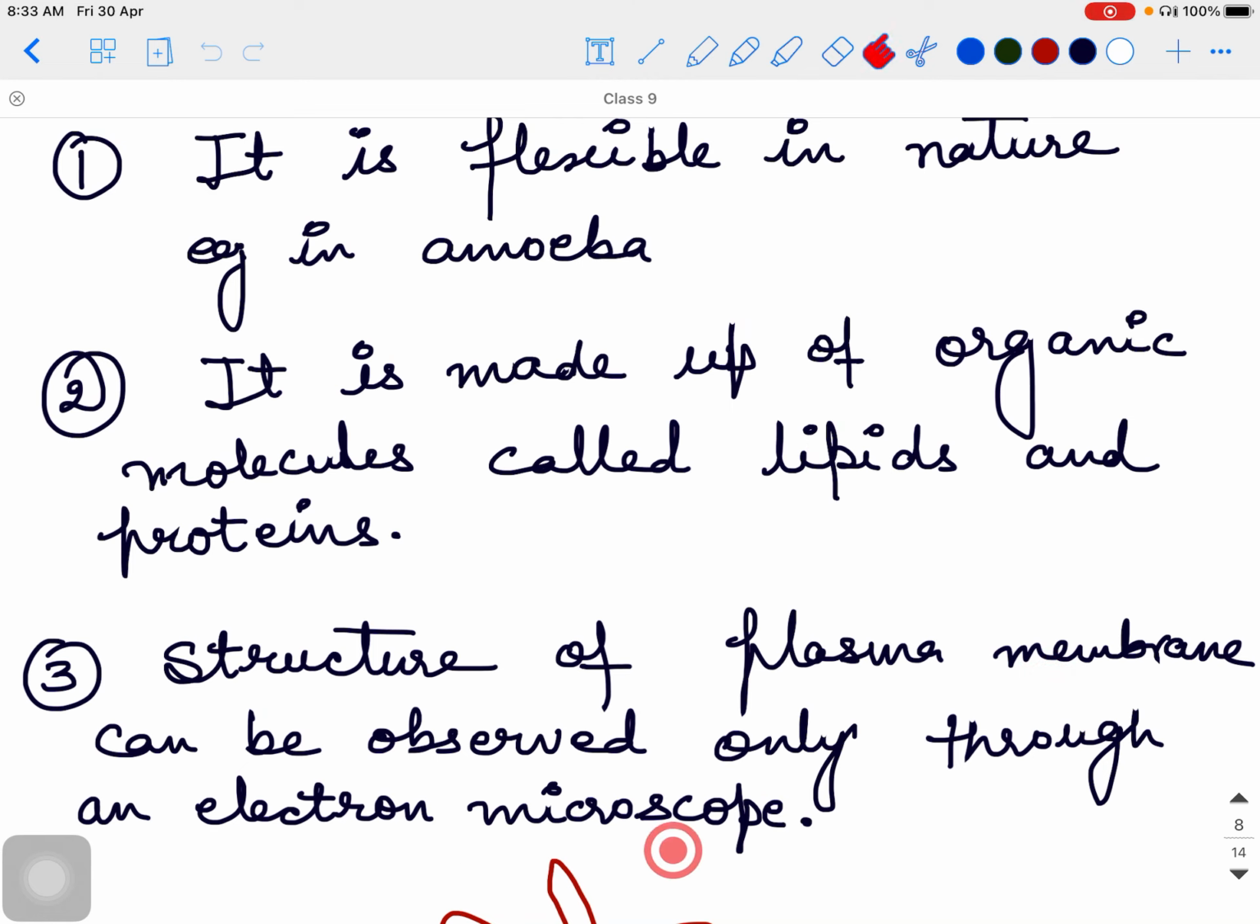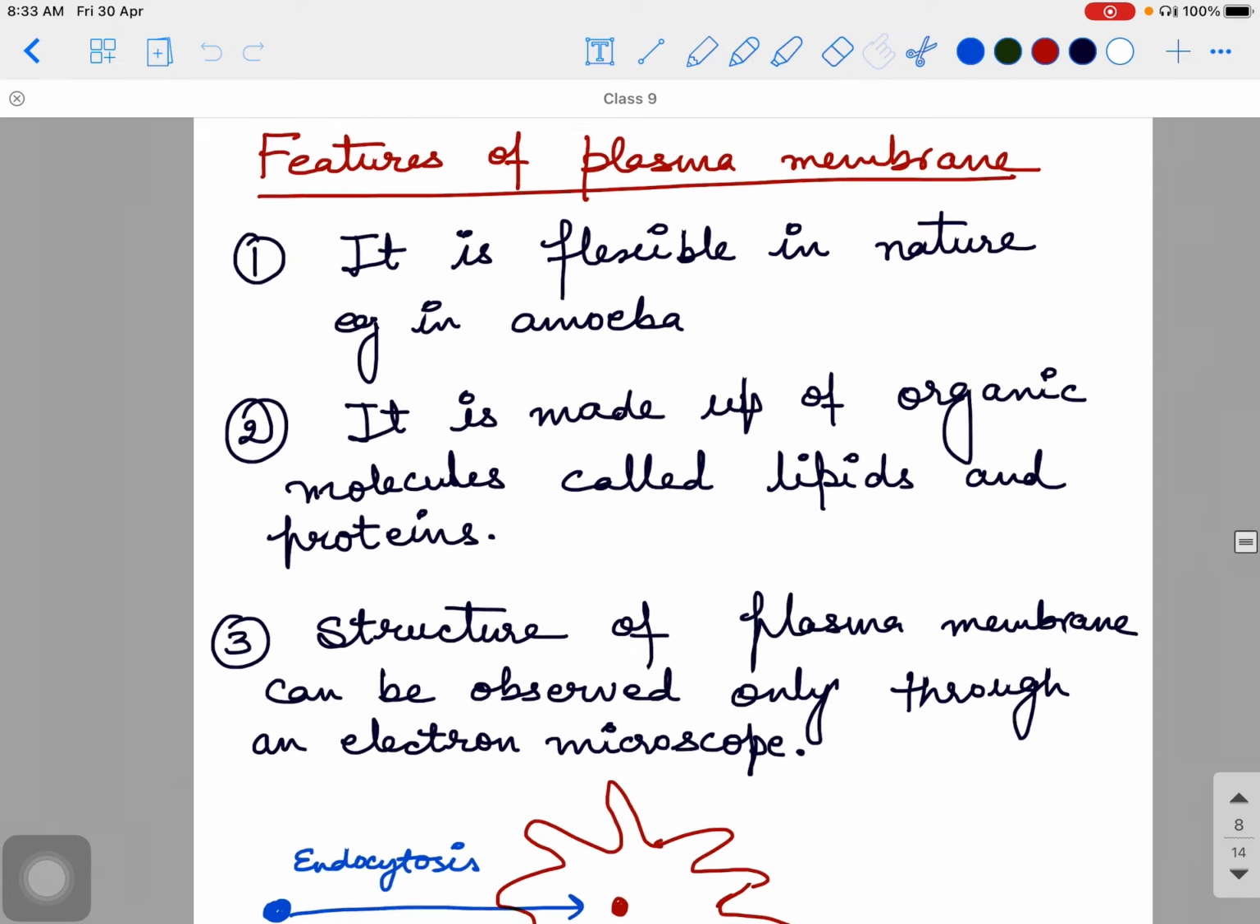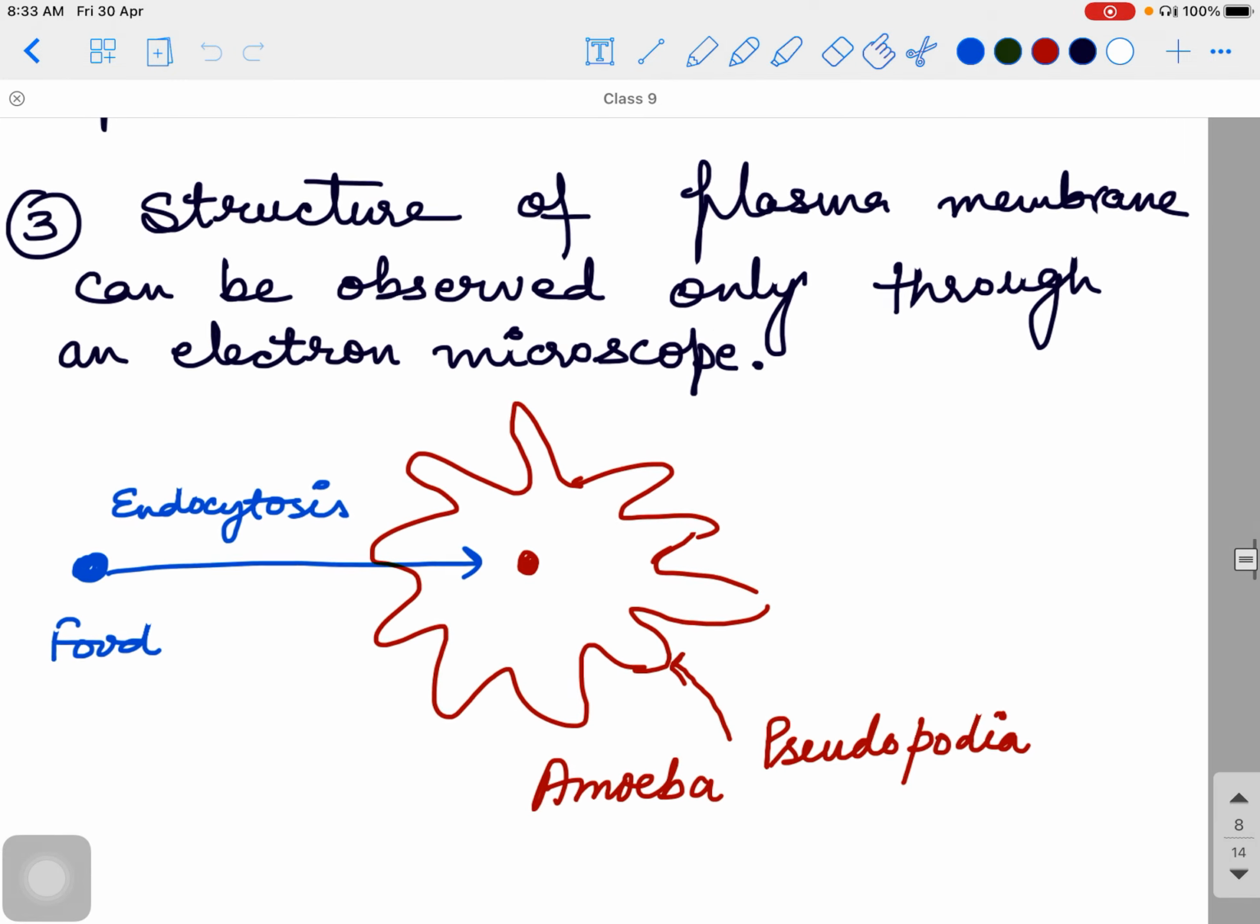The third point related to plasma membrane is that the structure of plasma membrane can be observed only through an electron microscope. If you try to observe plasma membrane under a compound microscope, that cannot be done. We can observe the structure of plasma membrane only through an electron microscope. So this was about plasma membrane.